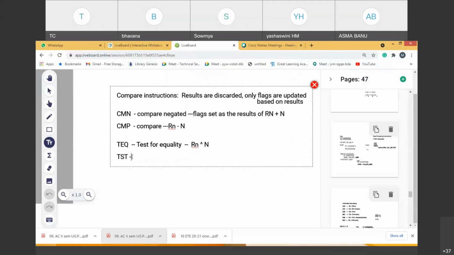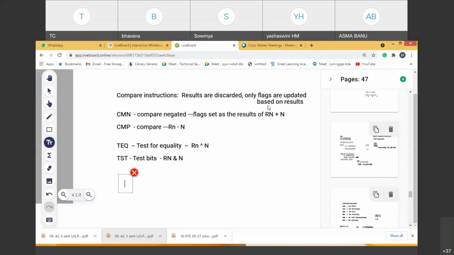So TST, what does it have then? TST is nothing but test bits of a 32-bit value. Again, same thing. What should you write here? It is something like Rn AND operation with n. That's it. So this is the simple way of realizing what is called compare. If I ask you a simple example, how do you write it? Just do it.